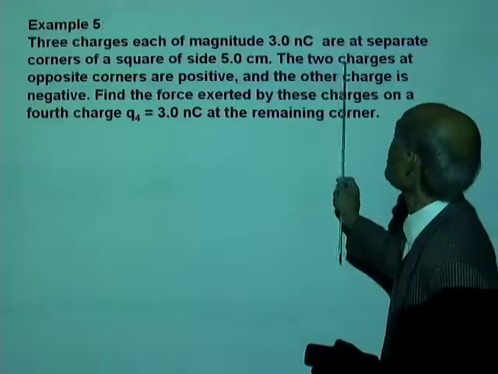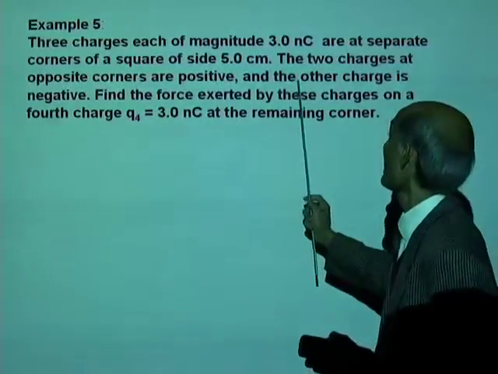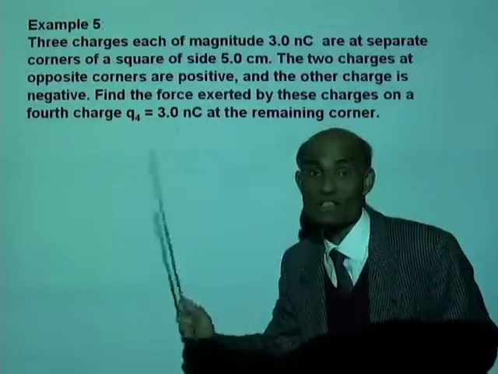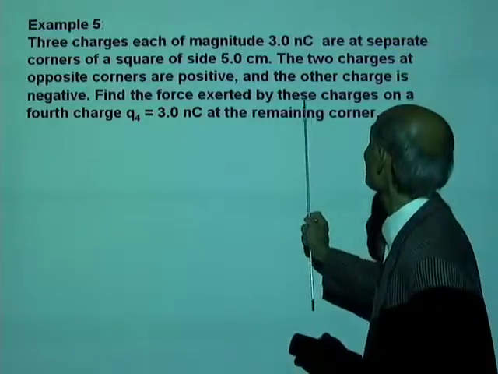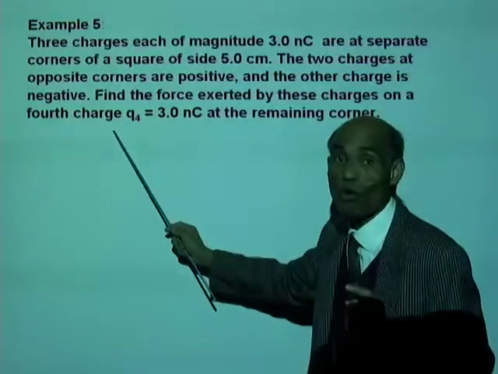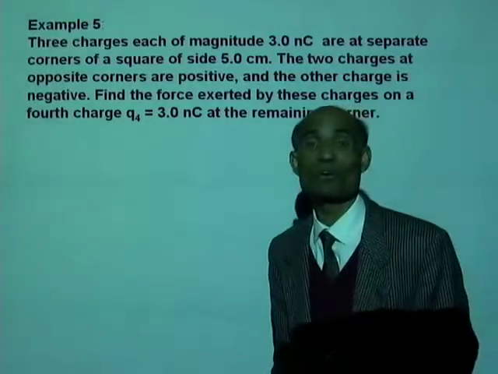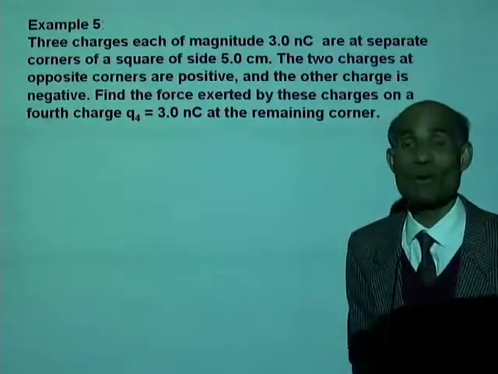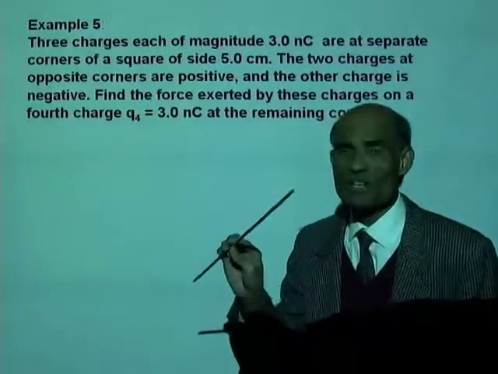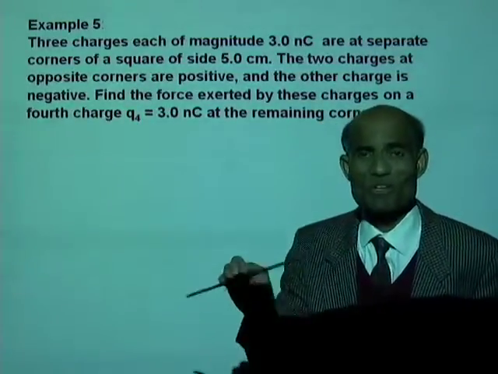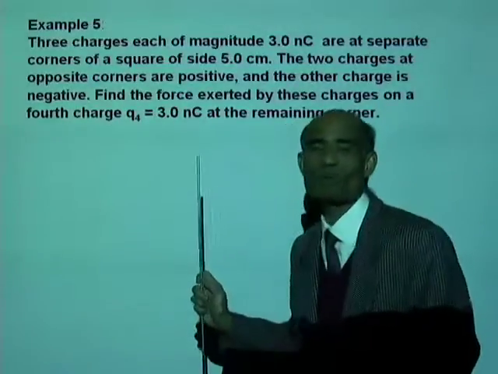centimeter. The 2 charges at the opposite corners are positive and the other charge is negative. Find the force exerted by these charges on a 4th charge Q4 equal to 3 nanocoulomb at the remaining corner. Now, what I would like you to do is stop the video and see if you can draw a diagram of this.